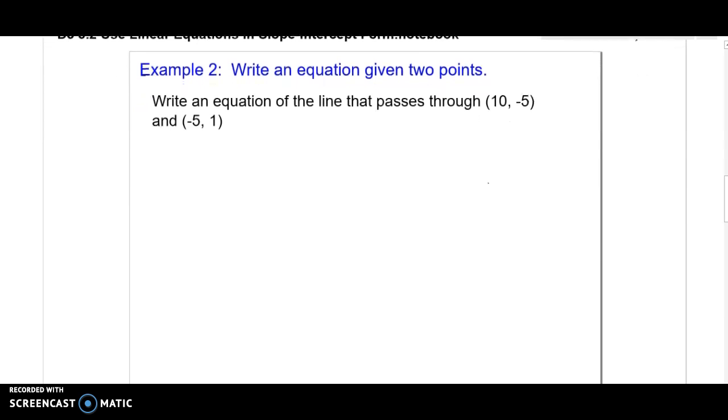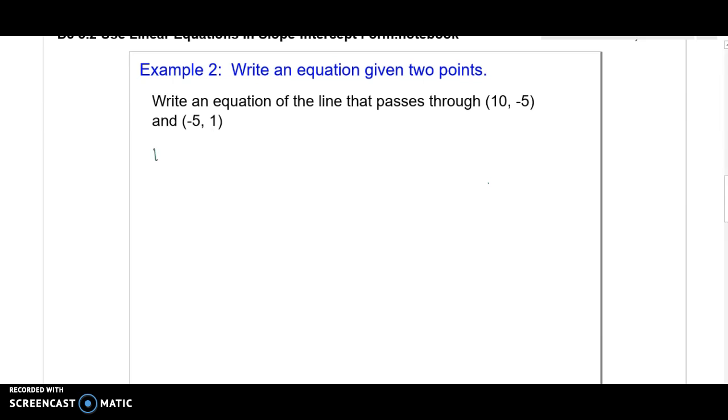All right, example 2. So this one, they want us to write an equation given 2 points. So this is moving towards that learning goal. If you look at this, it's saying write the equation of a line that passes through these 2 points. We have (10, -5) and (-5, 1). So they give us 2 points, and we need to find our slope-intercept form.